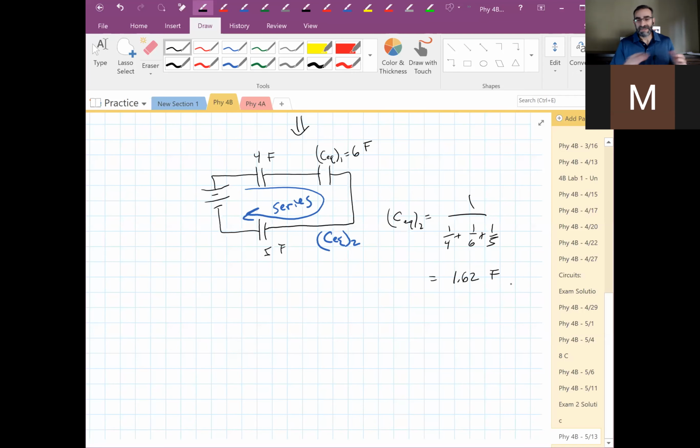It's hard to get numbers that work out real nicely for everything when you have combinations of series and parallel. You can make one set nice, but the other set doesn't always turn out nicely. Anyway, 1.62. So now we've got it down to one equivalent capacitor. Here's our 6-volt battery.